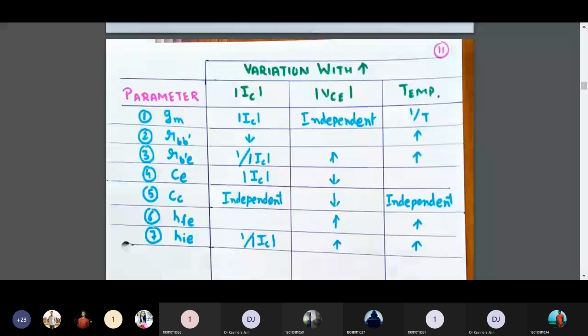Okay. Now proceeding further, the modulation of the base with increase in IC is shown in the tabular form. So these are the various parameters which are going to get affected or varied with increase in IC, increase in VCE, and increase in temperature. Can I proceed further? Yes, sir. Okay.